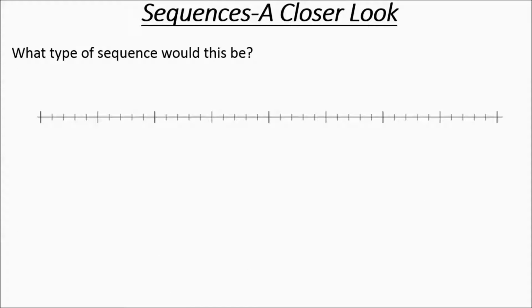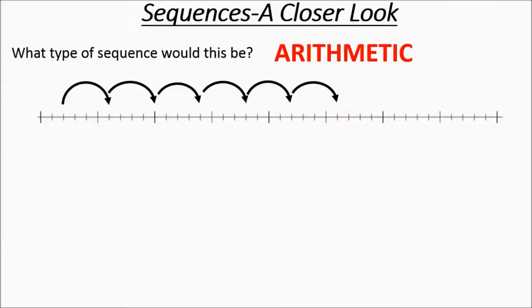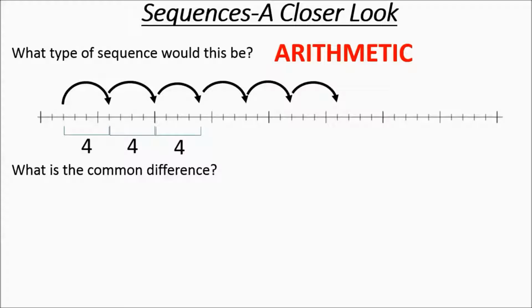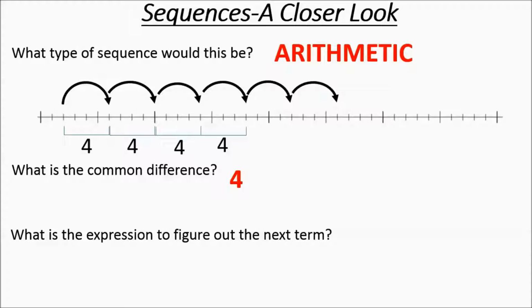So if I give you this picture here, I've got some number, we don't even know what the number is, but it's starting there, and then it's going there and going there, and then just keeps moving. This would be considered an arithmetic sequence because they stay the same distance apart. The common difference, well, they're all 4 apart. All of these from one number to the next is 4 apart. So that'd be a common difference of 4. What is the expression to figure out the next term? Well, you're taking a number and adding 4 to it. So you could just think of it as n plus 4. We'll do a few more examples of these.